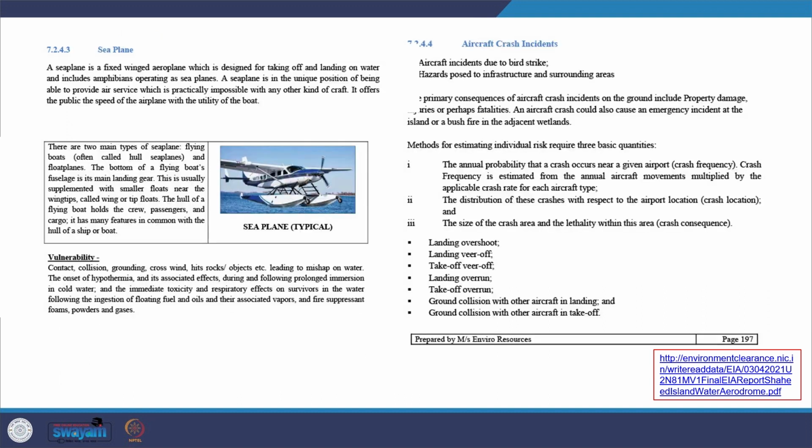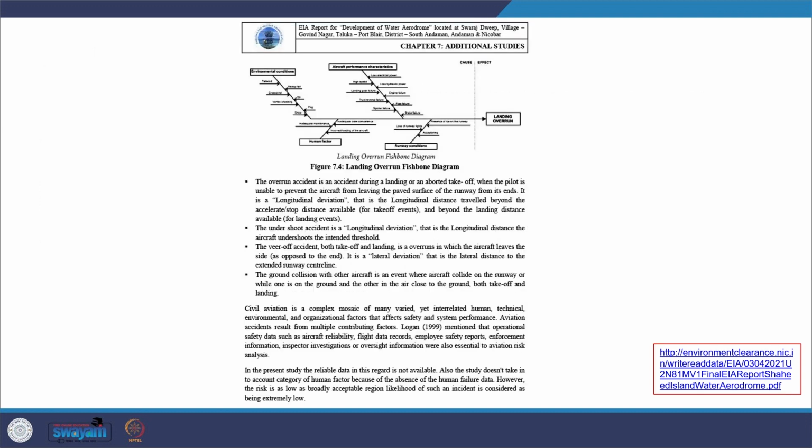So you also see that they have looked at the seaplane, and because of that what kind of vulnerability is there. Contact, collision, grounding, crosswind, hits rocks, what can possibly happen. Then you also see aircraft crash incidents also can happen. Aircraft incidents due to bird strike, hazard posed to infrastructure in surrounding areas. So landing overshoot, landing veer off, take off veer off, and all that analysis has been undertaken. So with respect to landing, you can see that they have done a fishbone diagram, what possible scenarios can happen.